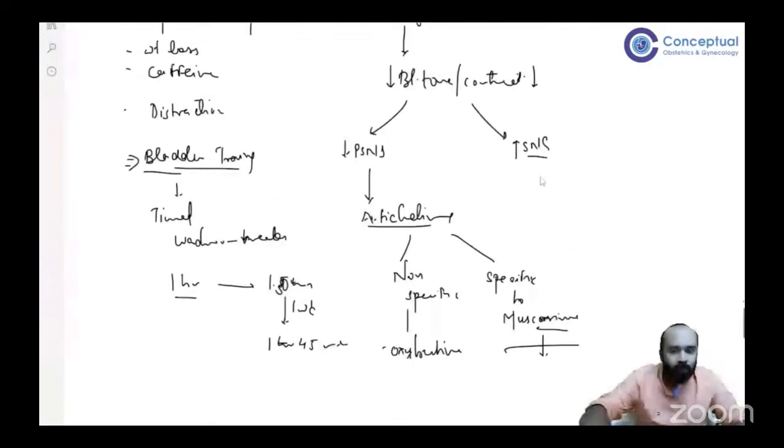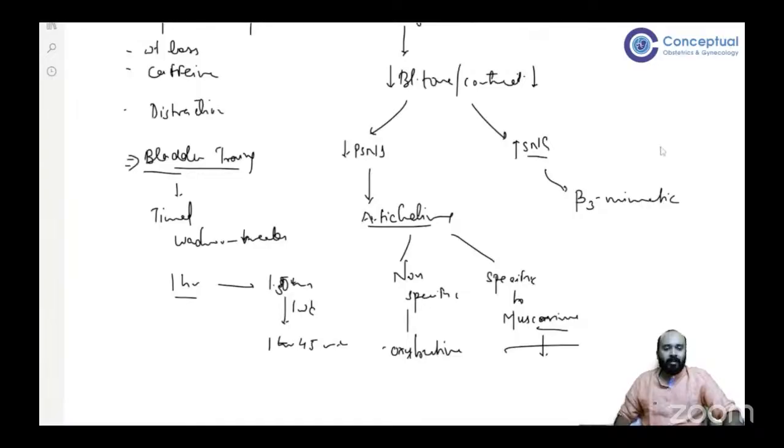The other option was I completely skip this and instead give something that is going to increase the sympathetic nervous system, which is basically a beta-3 mimetic. Now, beta-3 receptors are exclusively found only in the bladder, and the drug that we gave for that was mirabegron. Mirabegron is a wonderful drug and it can be given to all patients.